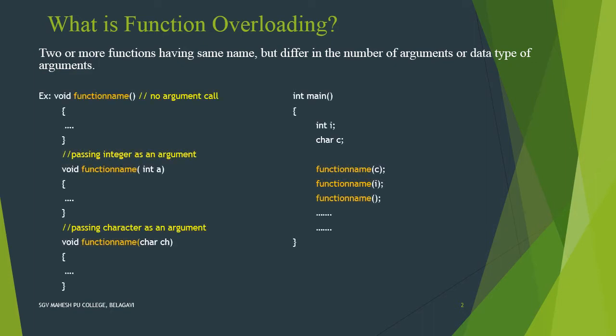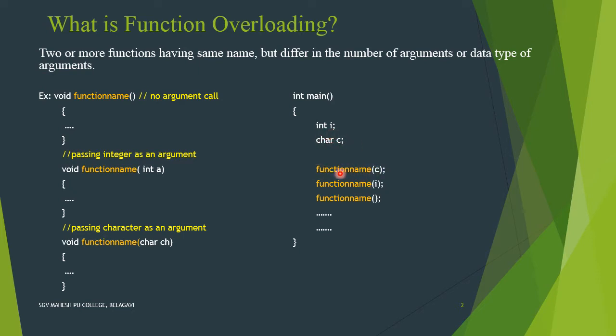Let's take an example. You have a function here. I have defined three different functions. So this is the function name. I'm passing no argument. Now, one more function passing an integer. One more function where I'm passing a character as an argument. Now if you look at this main program, I've defined two variables i and c. i is of type integer, c is of type character.